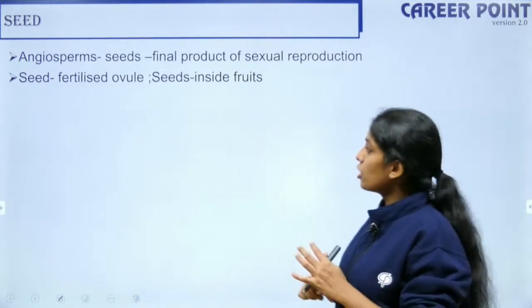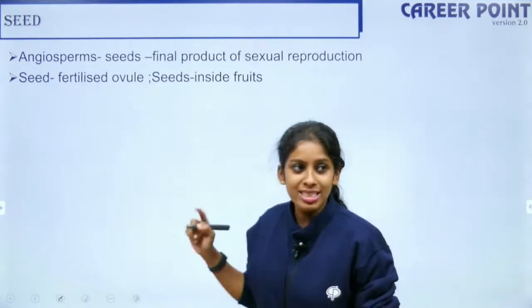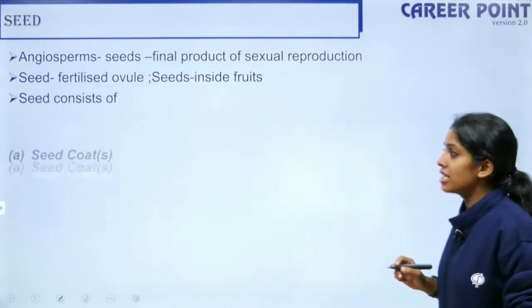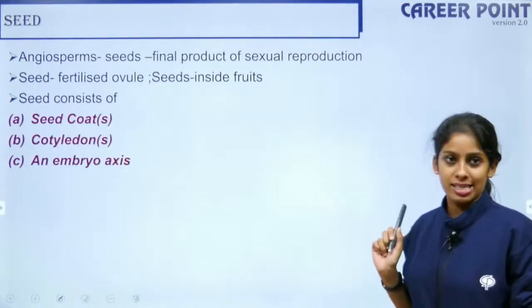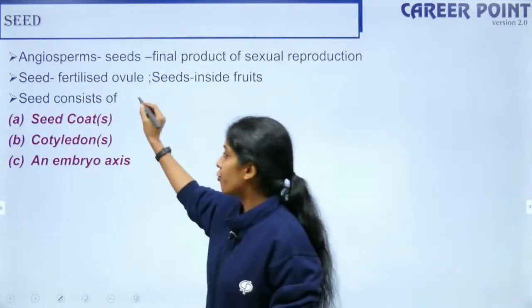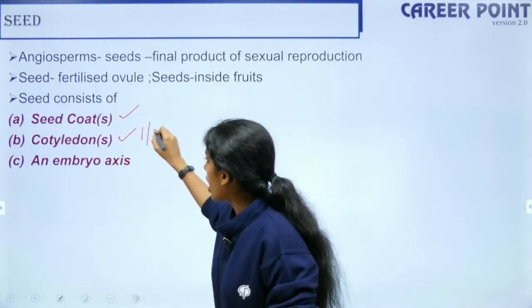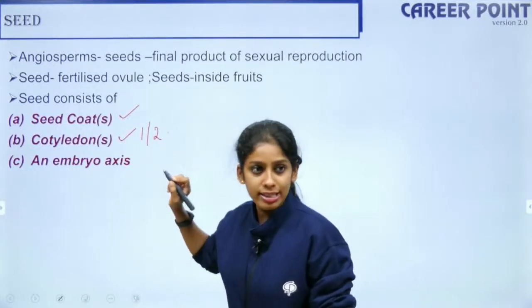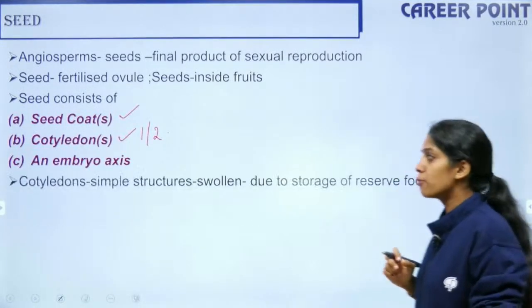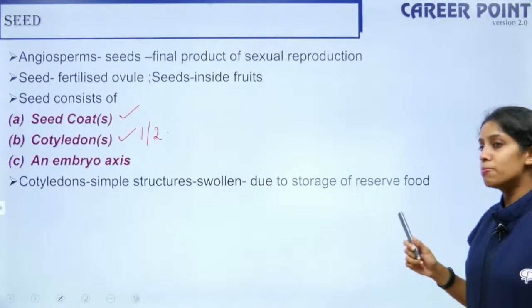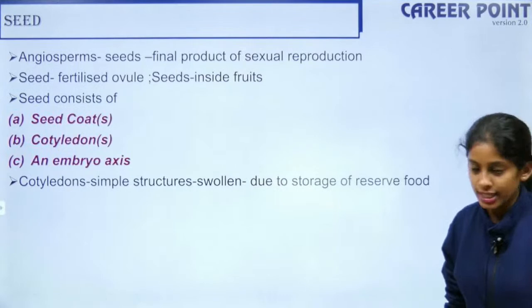Okay? So the seed is the fertilized ovule, and seeds are present inside the fruit. So a seed consists of a seed coat, it has cotyledon, it has an embryonal axis. So these are the three parts of a seed. The seed has a seed coat, it has cotyledon, it can have one or two cotyledons, and it has an embryonal axis, that is epicotyl and hypocotyl. So cotyledons are simple structures which are swollen due to the storage of reserve food material.